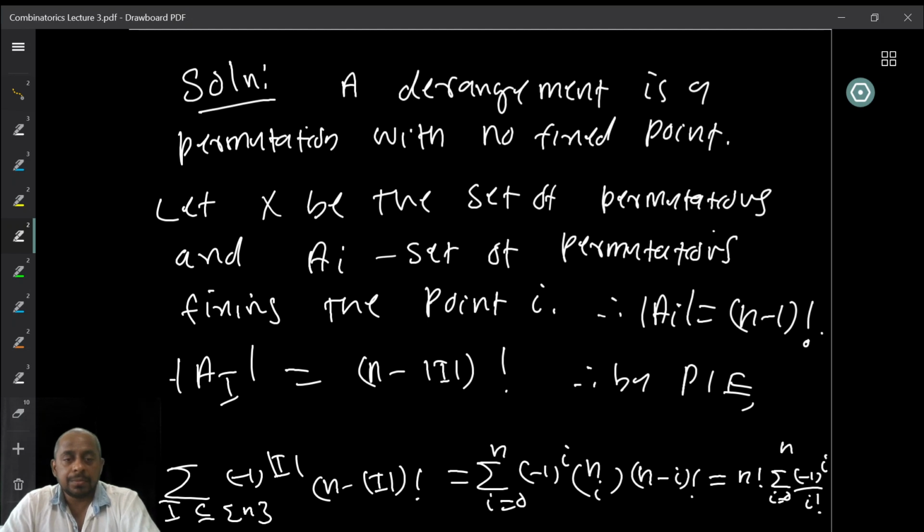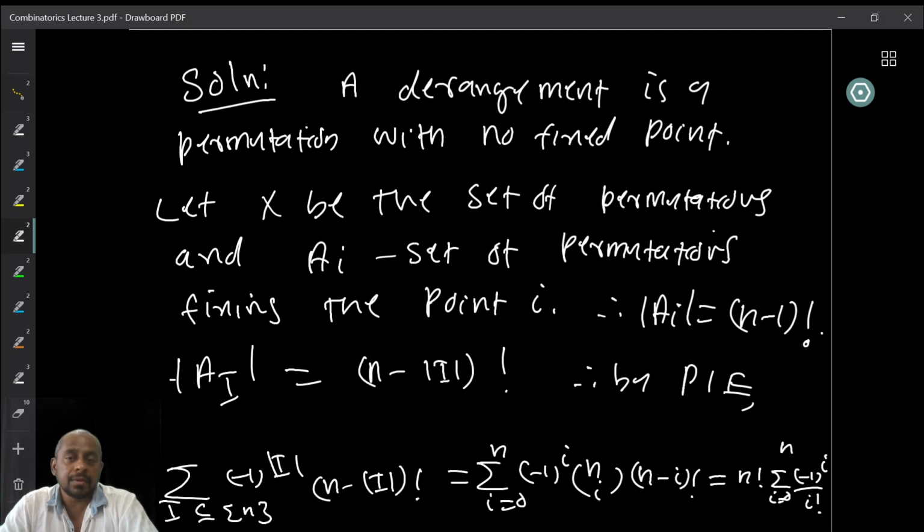So what we observe is that a person getting his own hat can be thought of as a permutation where an element is fixed. So a permutation where there is no fixed point means that nobody got their own hat. Such permutations have a name, that is called derangement. So a derangement is a permutation where there is no fixed point, that is, no element is mapped to itself.